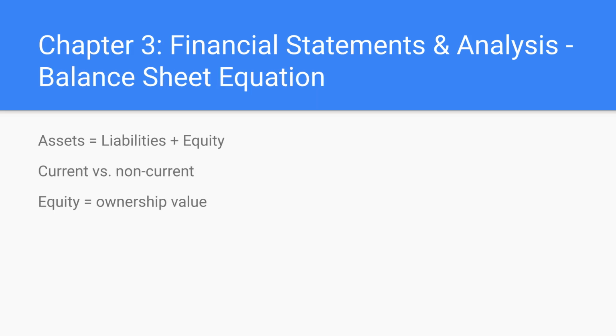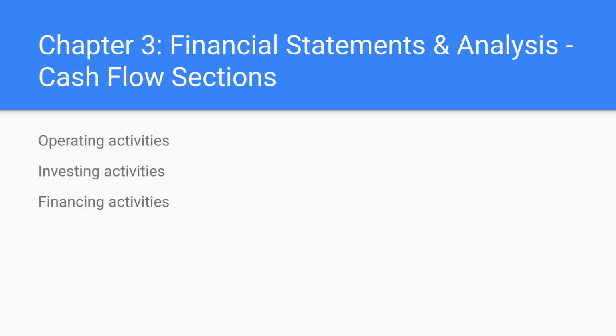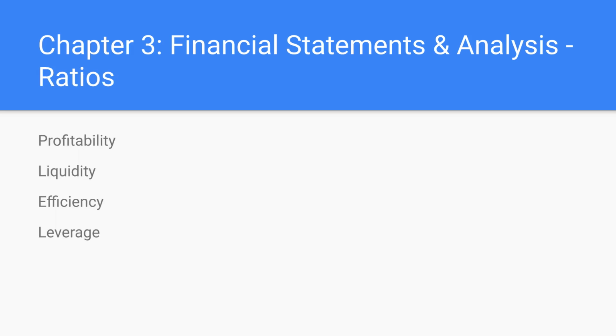The balance sheet adheres to the fundamental equation: assets equal liabilities plus equity. Equity represents the ownership value. The cash flow statement is divided into 3 sections: operating, investing, and financing activities. Financial ratio analysis helps assess profitability, liquidity, efficiency, and leverage.